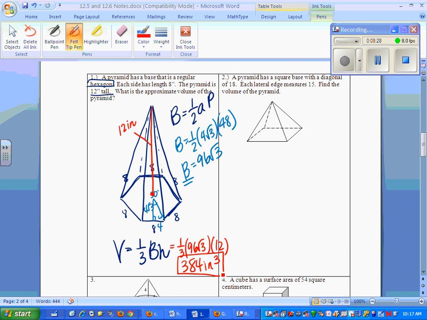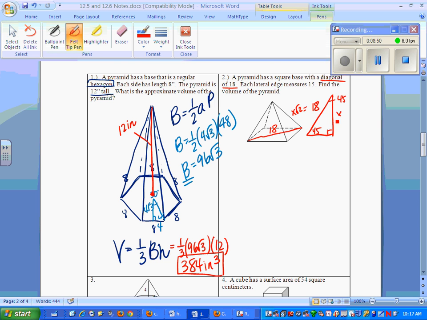Okay, in this one we have another pyramid. The pyramid has a square base with a diagonal of 18. Okay, so they are talking about the base has a diagonal of 18. Okay, and we know it's a square. So right away you should think 45, 45, 90. Okay, 18 is going to be x√2.